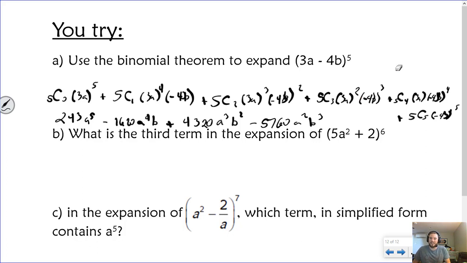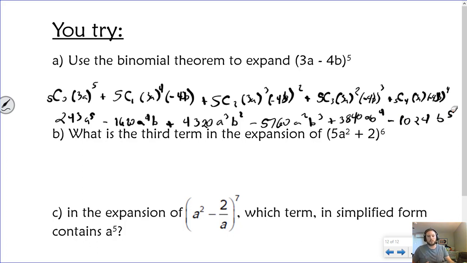Starting to run out of space here. So 5c4 is 5, so it's 5 times 3 times 4 to the 4. So plus again because it is an even power on the negative term there. So 3,840 a b to the 4. And then finally my last term is going to be 5c5, which is 1, and then negative 4 to the 5 is minus 1024 b to the 5.